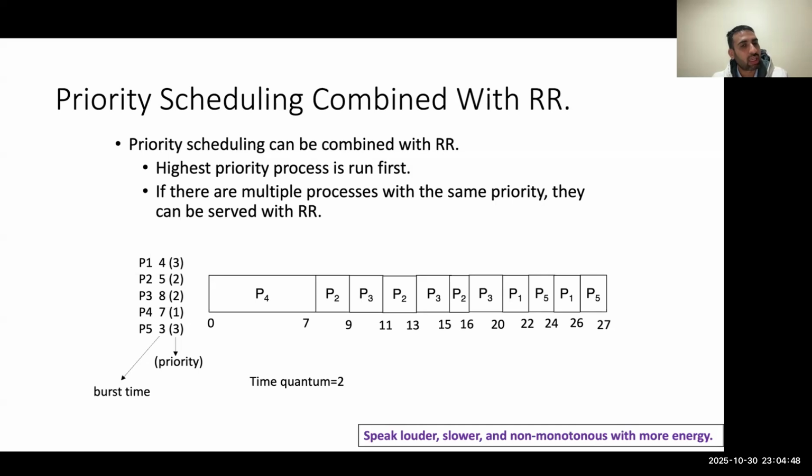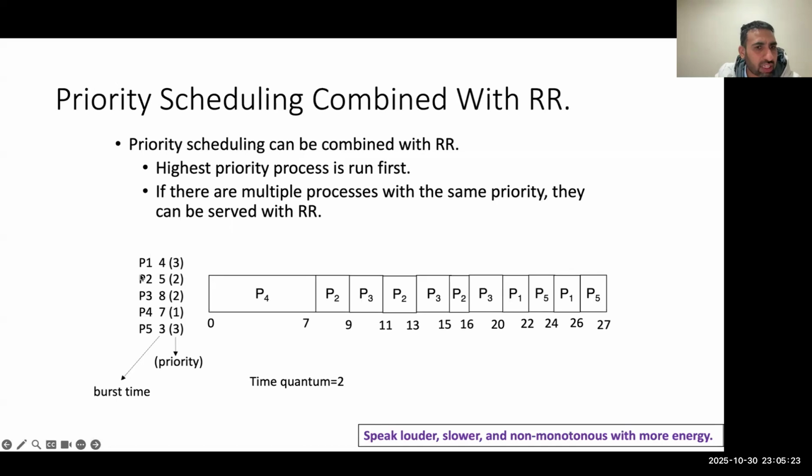So what we can do is that if we end up in a situation where we find two or more processes having the same priority level, instead of selecting any one of them randomly, we can apply the round robin algorithm among them to alternately select among them. Okay. So priority scheduling can be combined with round robin. The highest priority process is run first. That is just like regular priority scheduling. But if there are multiple processes with the same priority level, they can be served with round robin.